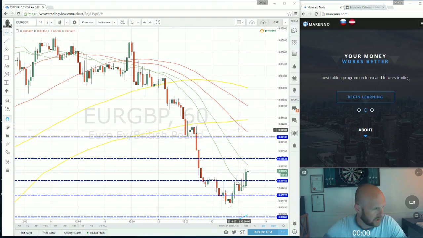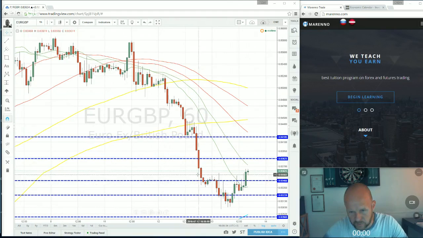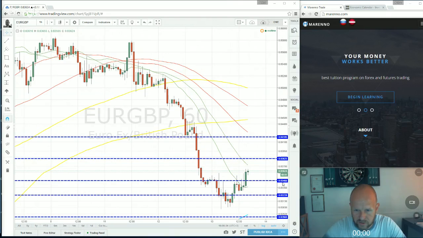So it all depends on your trading approach. Two ways of trading are possible here. Firstly, we can try to enter using this level at 0.83466, just placing a limit order around this area.